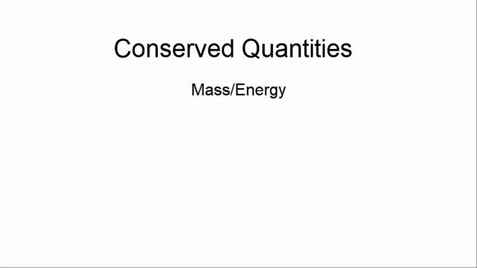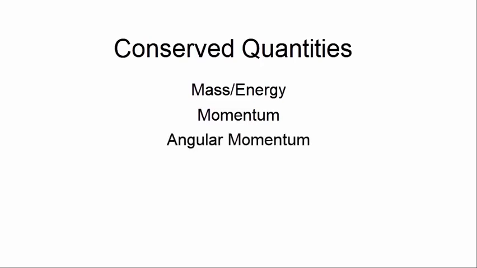The other conserved quantity that we'll see today is momentum. The momentum of an object is its mass times its velocity. When objects collide, momentum can be exchanged, but the total amount of it doesn't change. The third conserved quantity that you'll study later on is angular momentum.